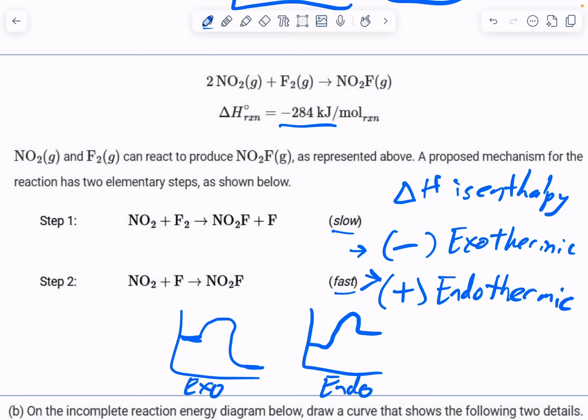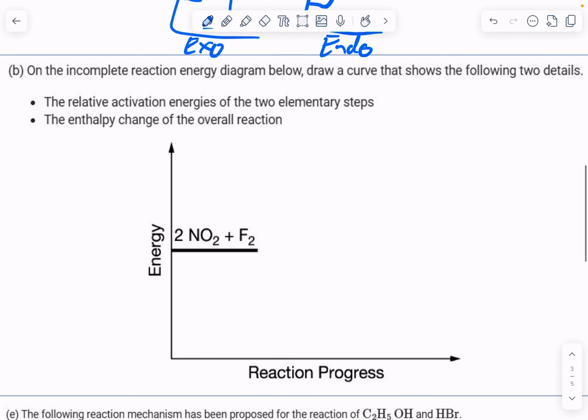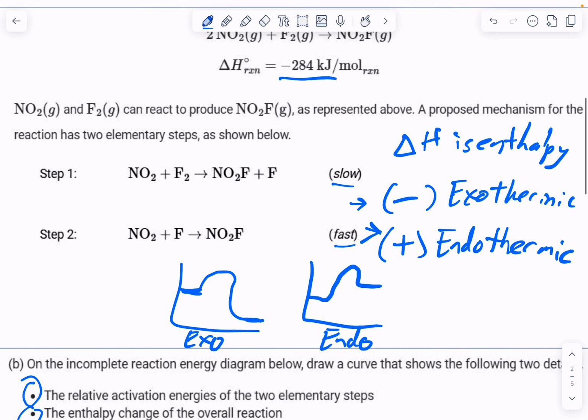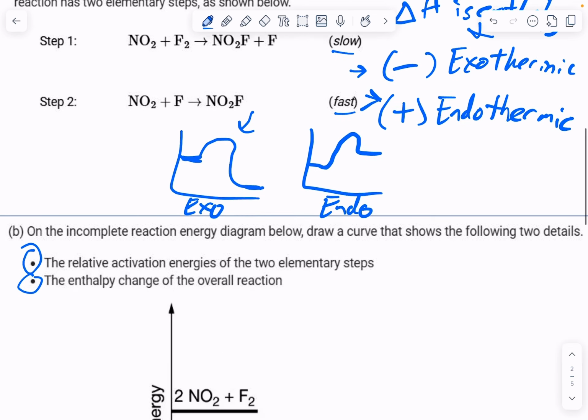So to draw this reaction diagram, we're going to get a curve. And there are 2 points that we need to make sure we do for this one. We need to make sure of the relative activation energies of the two steps, and we've got to make sure of the enthalpy change for the overall reaction. So I'm going to start with the overall starting and end point, because I feel that's a helpful way to get where I need to go in between. And the delta H is negative. That means it is exothermic, which means it is going to end up lower.